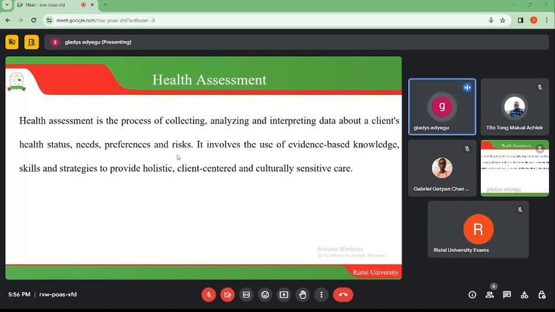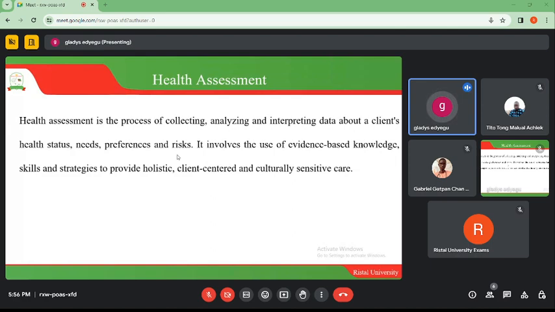So there is nothing so much different. It is basically what we have been doing, but how do we do it? So health assessment is just a process of collecting, analyzing, and interpreting data about a client's health status, the needs of the client, their preferences, and the risks.